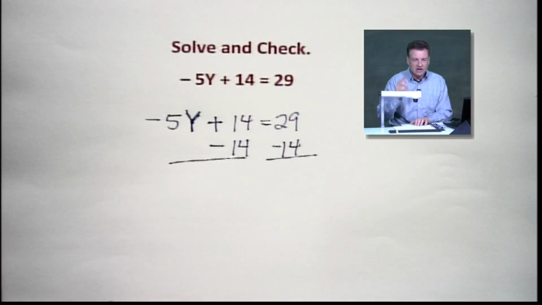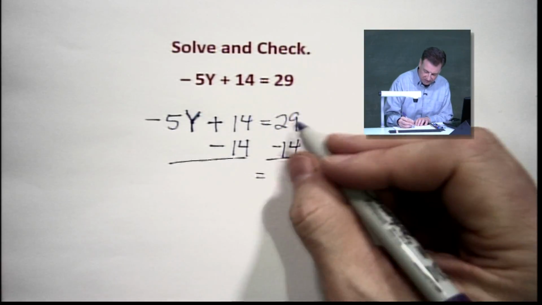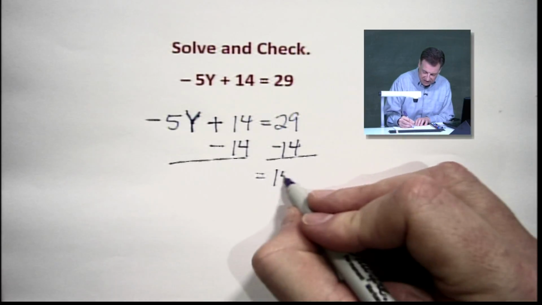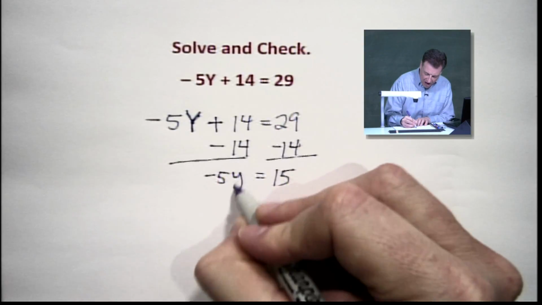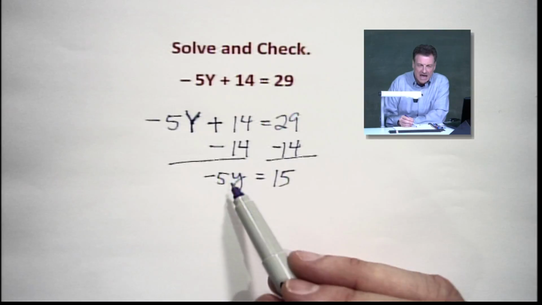Kicking along here, folks, we got it. 29 minus 14, that is going to give us, what's it going to give us? 15, right? 15, there we are. And here I have this -5y. I'm going to make that a better y. All right, that's better.